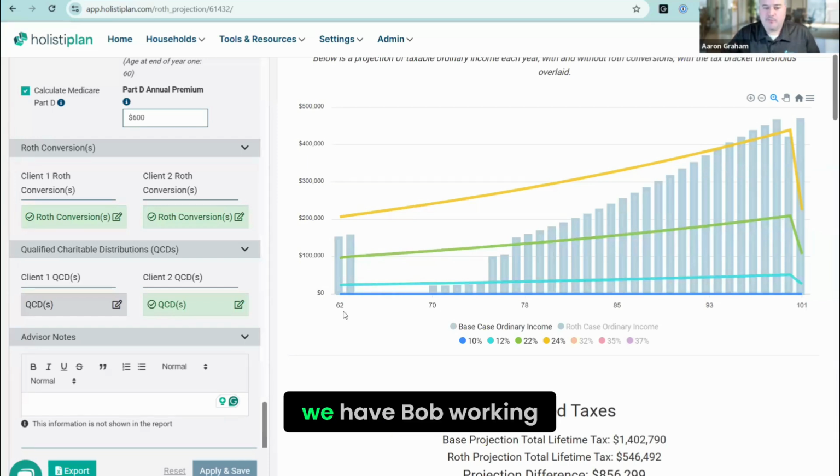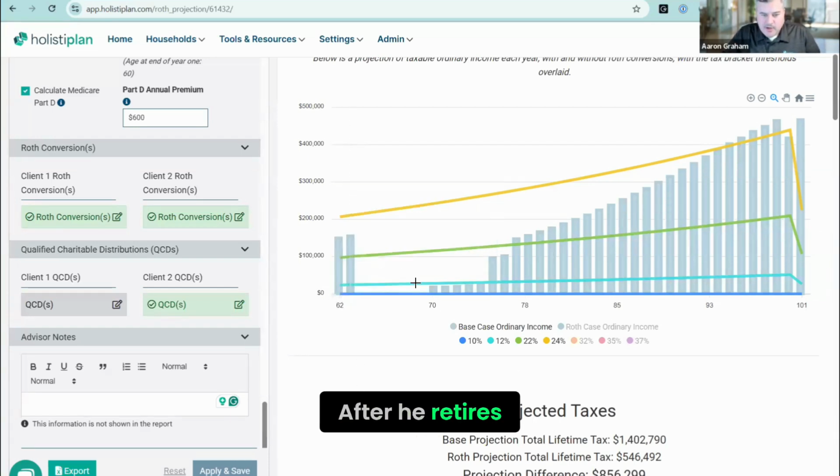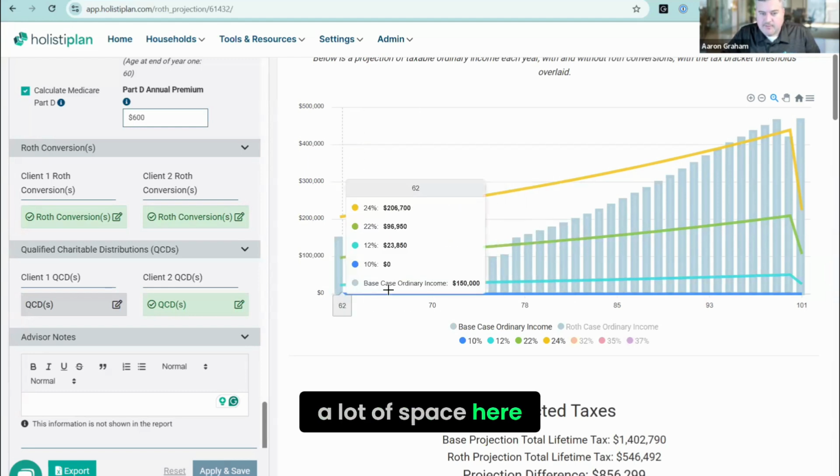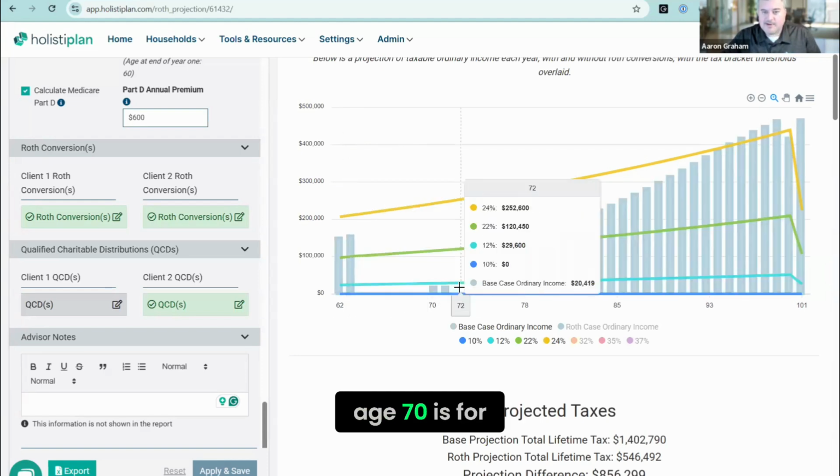Remember, we have Bob working for 2 more years. After he retires, we have a lot of space here. We have a lot of low income years. Age 70, that's when Bob's Social Security starts. Age 72 for Bob is when age 70 is for Jane, and that's when she starts collecting her Social Security.